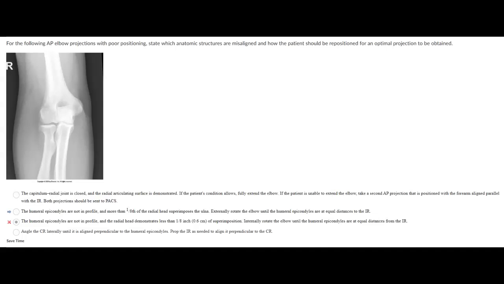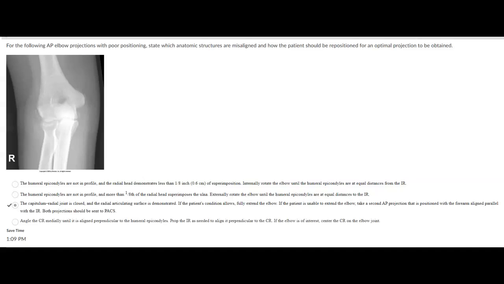The radial head is not superimposed by 1/8, and the tuberosity is almost free of superimposition as well. So this should tell you that you are in an external oblique, and we need to internally rotate this elbow until the humeral epicondyles are at equal distances from the IR.